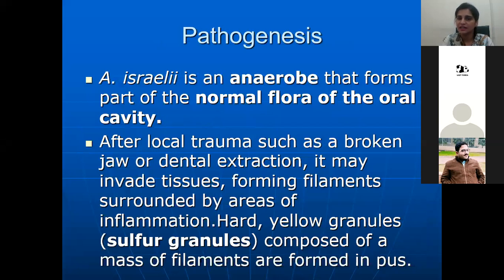Actinomyces israelii is an anaerobe that forms part of the normal flora of your oral cavity. After local trauma, such as a broken jaw or dental extraction, it may invade tissues, forming filaments surrounded by areas of inflammation. So they are anaerobes. They are present in the normal flora of the oral cavity, but if there is any local trauma, for example, broken teeth, dental extraction, or any surgery, they invade the mucosal barriers and the tissues, forming filaments surrounded by areas of inflammation.